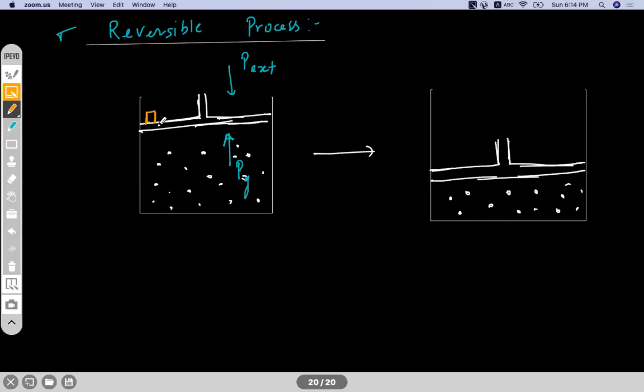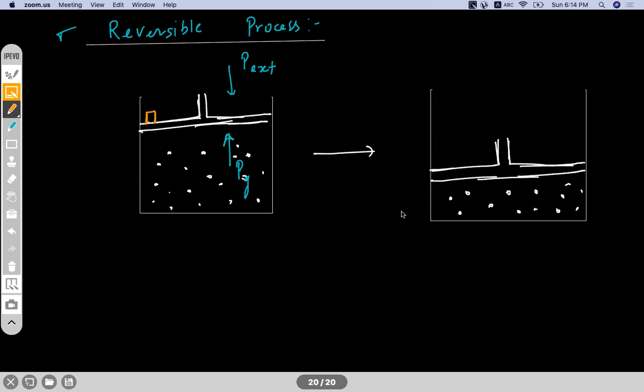If you place a stone, you will disturb the equilibrium of this pressure and this pressure. Yes or no? The piston will come down a bit. Correct? Yes, the piston will come down. So you are increasing the external pressure. Try to understand it this way: you are increasing the external pressure from P to P plus delta P. Slightly the pressure increases, and the piston will come down.